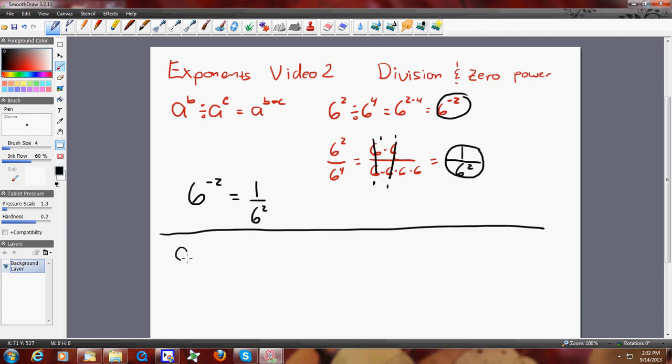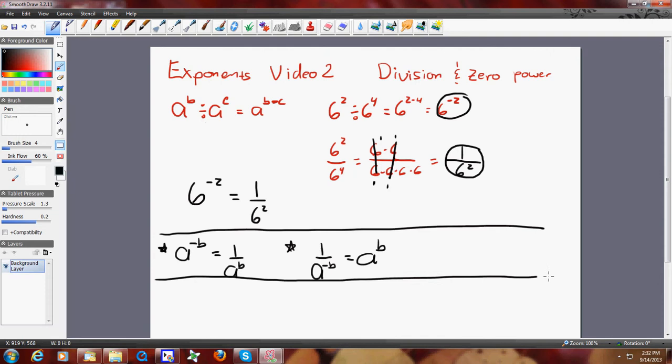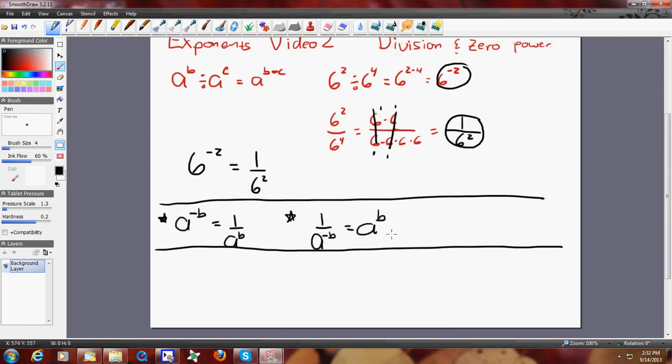It's actually super important. It says that a to the negative b, this is my a, this is my negative b, is equal to 1 over a to the positive b. Alright, so this is super important. Similarly, if you had 1 over a to the negative b, and you want to make the exponent positive, you can move it on up as a to the b. Alright, so these two are absolutely very important.